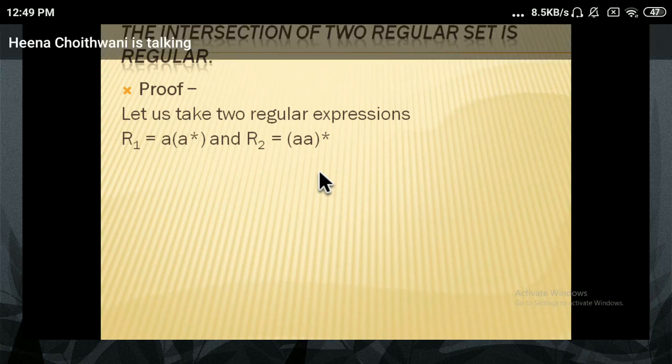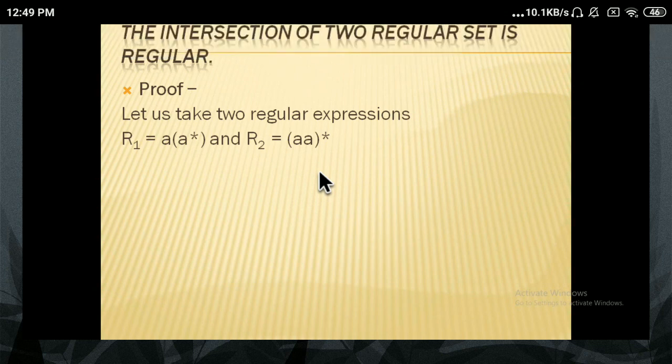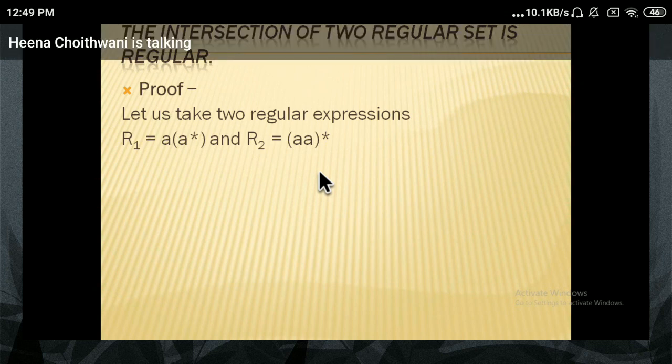I repeat, in R2 we have epsilon, double A, 4 times A, all possible strings of A in even length. Now, if we take the common of both, we'll have all the elements of R2 in R1 except epsilon, because we don't have epsilon in R1. So your R2 minus epsilon, that is the common part. That will be my intersection of R1 and R2. And we have seen positive closure is also a regular expression, right?